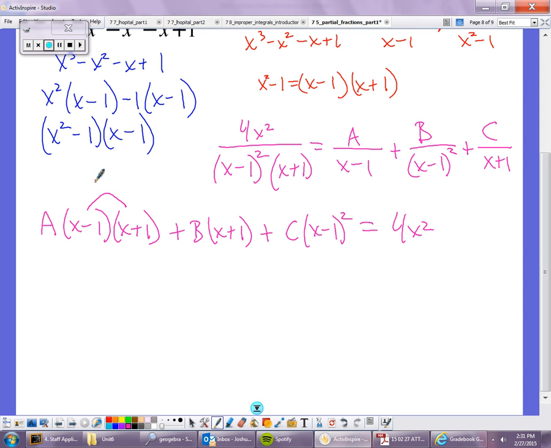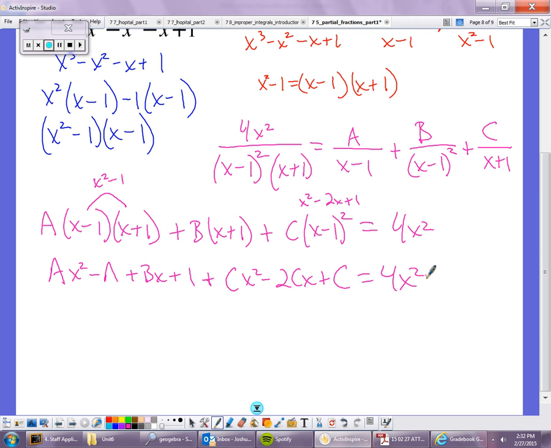That's just x squared minus 1. So what I end up with here is ax squared minus a plus bx plus 1, plus, and then what is this? This is x squared minus 2x plus 1. So I end up with cx squared minus 2cx plus c, and all of that equals 4x squared.